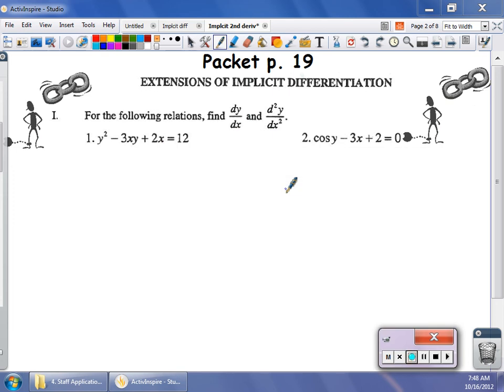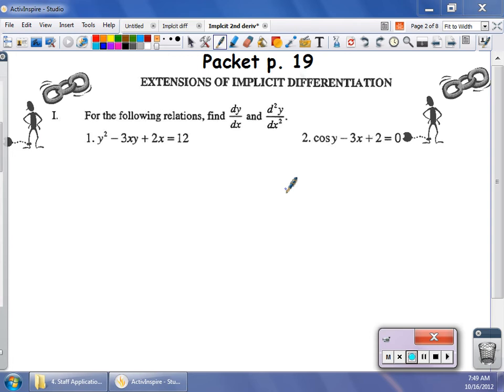In this video, we're going to take a look at finding the second derivative of a relationship that's expressed implicitly. So it's an extension of implicit differentiation that we've already taken a look at. I'm going to start with problem number 2 because I think it's a little less messy than problem number 1.